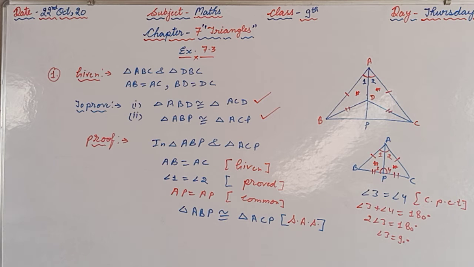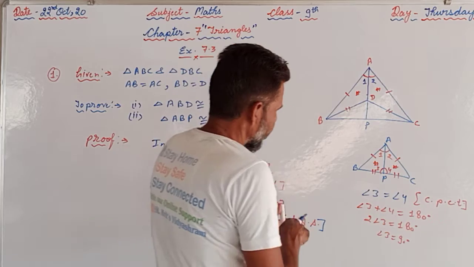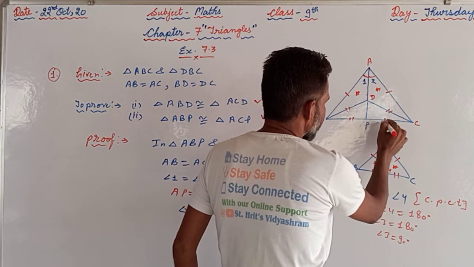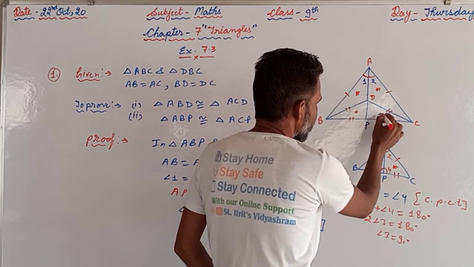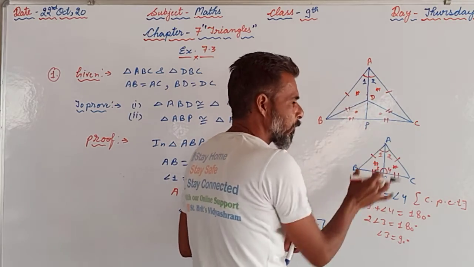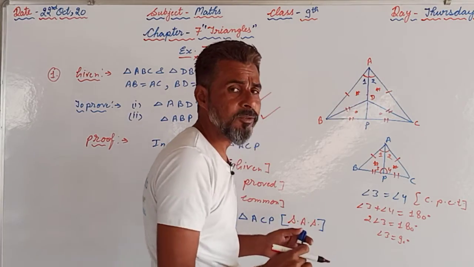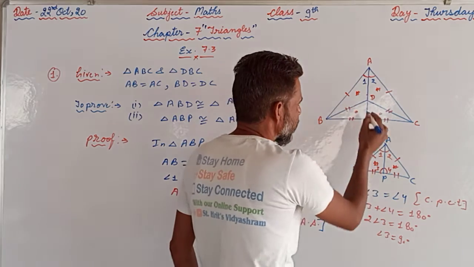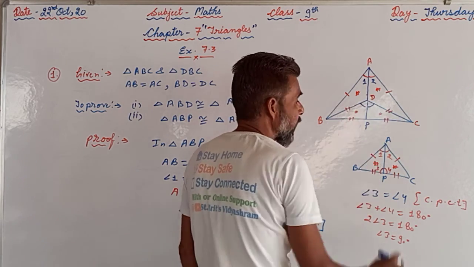Like this you are supposed to proceed with such type of questions. Now, as we have proved that this side is equal to this side, we can consider this triangle and this triangle. BD is equal to CD, given; BP is equal to PC, proved; DP is equal to DP, common. So again these two triangles are congruent by side, side, side. Afterwards we can say this angle is equal to this angle by CPCT.